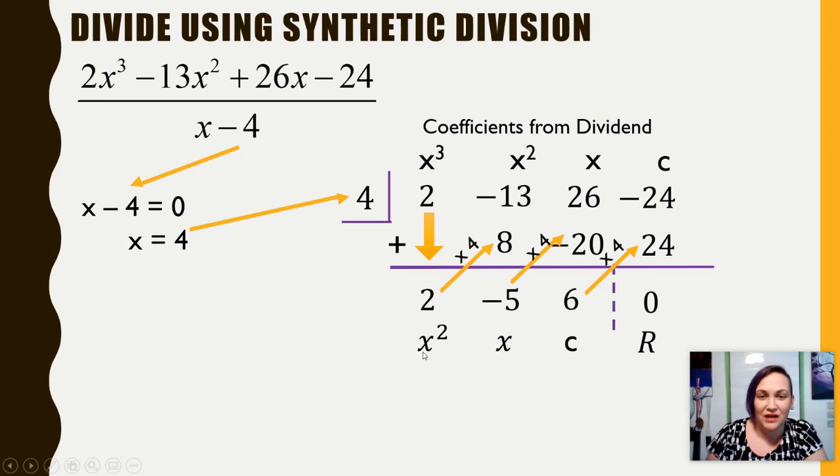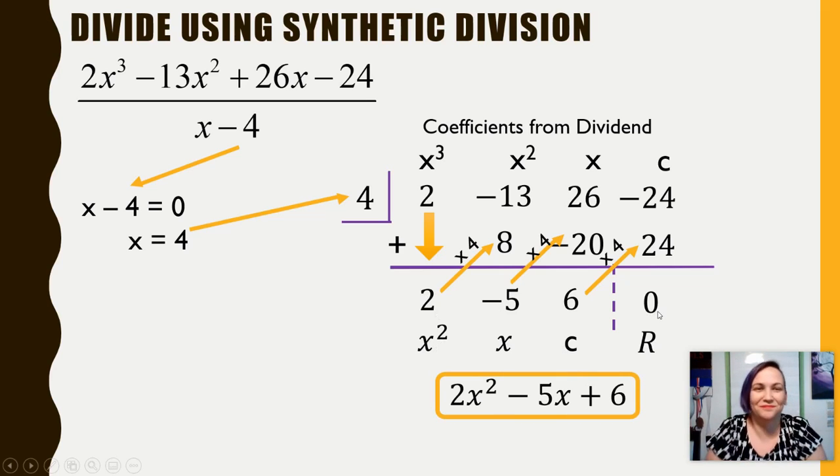And again, notice that for my final answer, my exponents are 1 less than what they were from the original problem. So in the original problem, I started with an x to a third. My final answer, I'm going to have an x squared to begin. And so my final answer is 2x squared minus 5x plus 6. And this one has no remainder, so that's it.